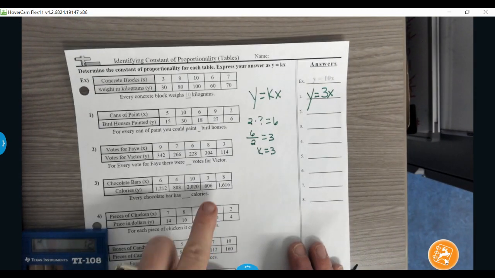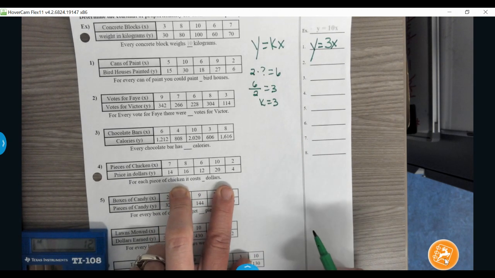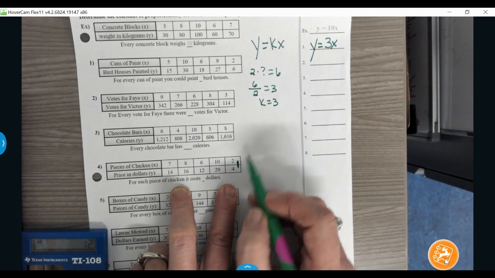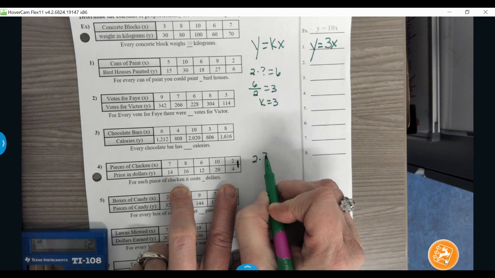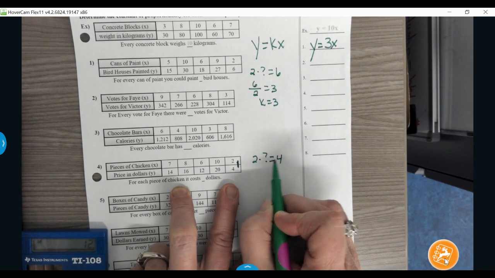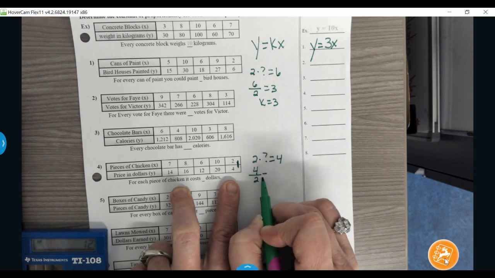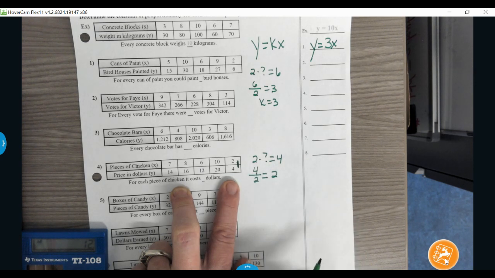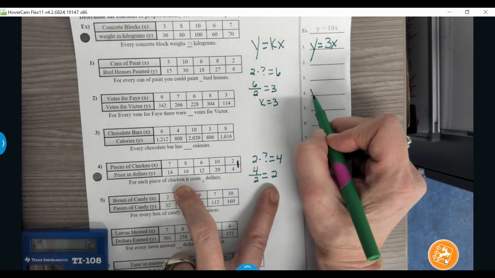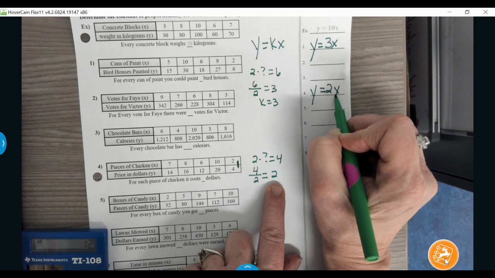Now let's come down to number 4. We already know it's constants. We just have to worry about one relationship here. So I've got 2 times something equals 4. I can't see what that would be in my head as a multiple, so I'm going to go 4 divided by 2 gets me 2 on my calculator. So what is the equation for that? It would be y equals the constant, which is 2x.